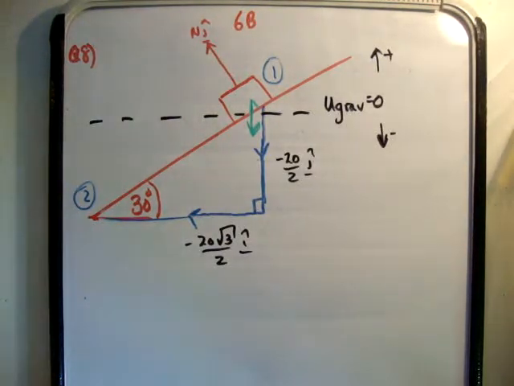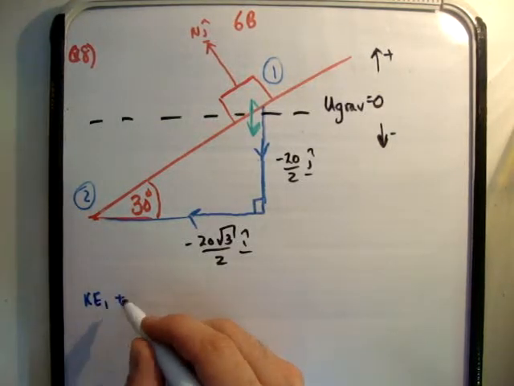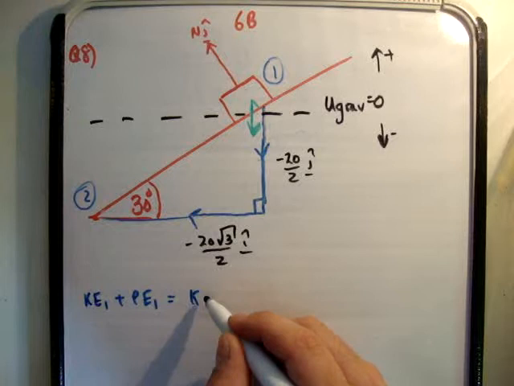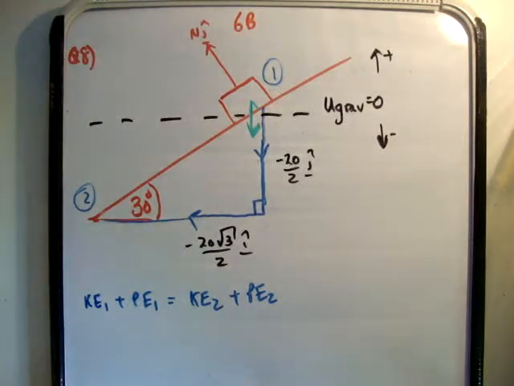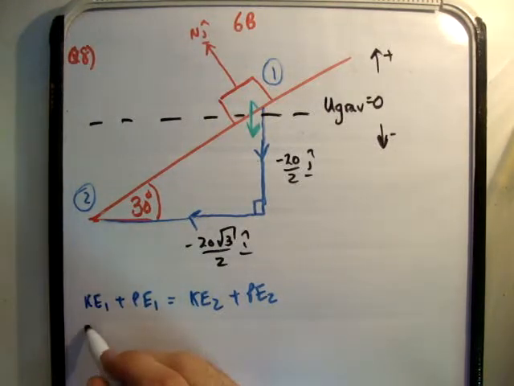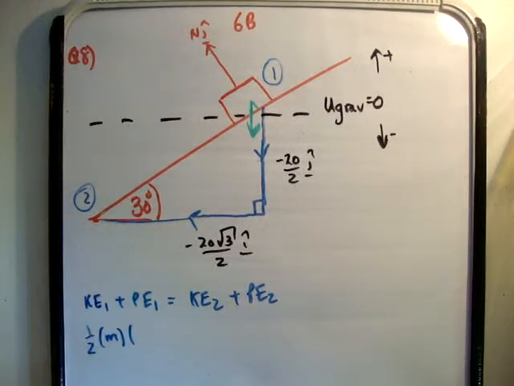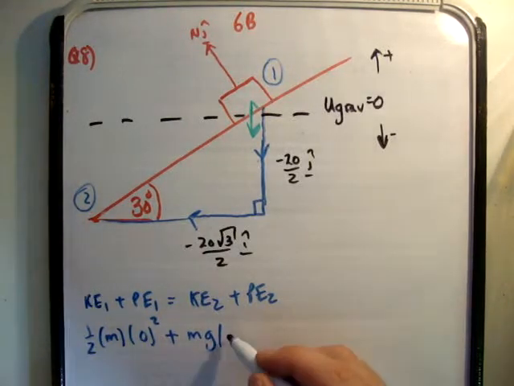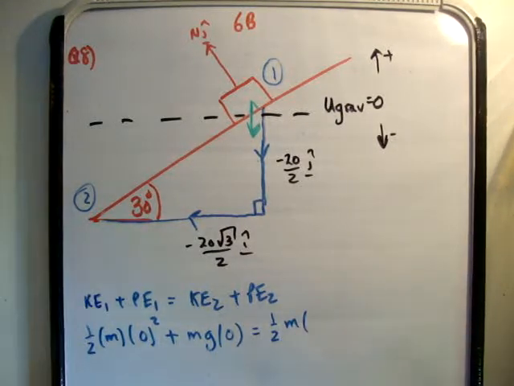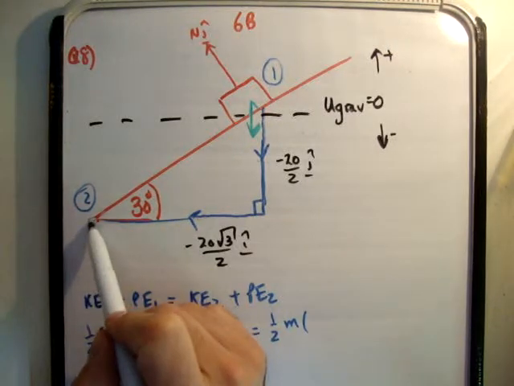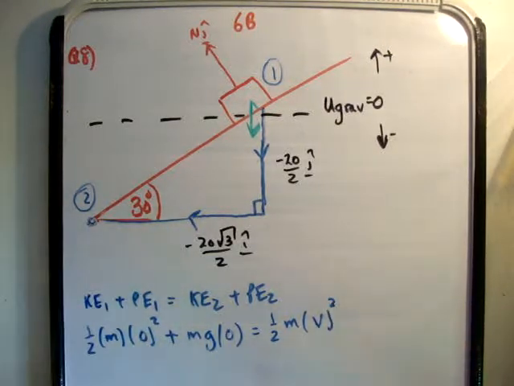So let's apply the principle of conservation of energy. The kinetic energy at 1 plus the potential energy at 1 is equal to the kinetic energy at 2 plus the potential energy at 2. So what do we have as a result of that? The kinetic energy at 1 is half m times 0 squared, since it starts from rest, plus the potential energy, which is mg times 0, because I defined the 0 point here. Then the kinetic energy at this point down here is half m v squared, its maximum kinetic energy.